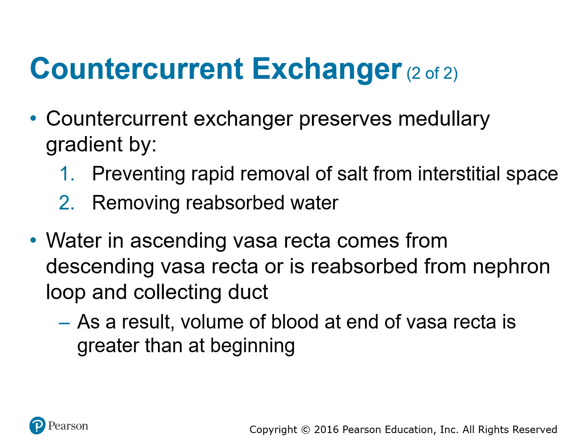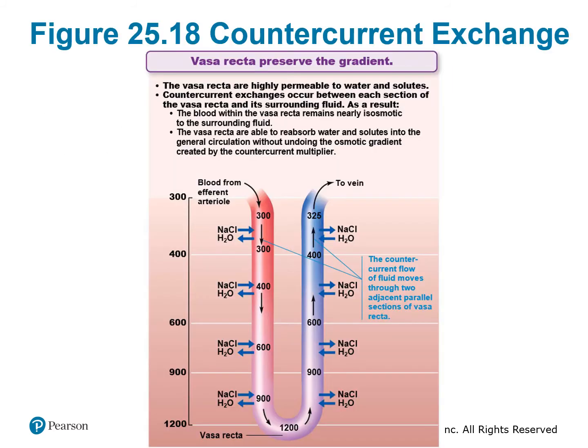The countercurrent exchanger preserves the medullary gradient by, 1, preventing rapid removal of salt in the interstitial space, and 2, removing the reabsorbed water. Water in the ascending vasa recta comes from the descending vasa recta or is reabsorbed from the nephron loop and the collecting duct. As a result, the volume of blood at the end of the vasa recta is greater than at the beginning. And here's a nice picture for you.